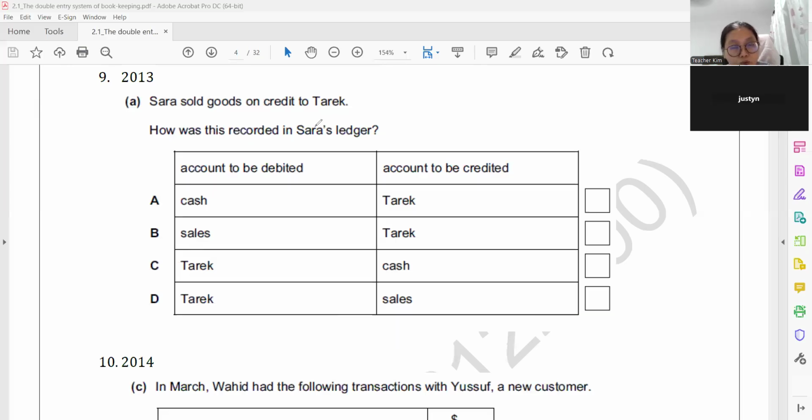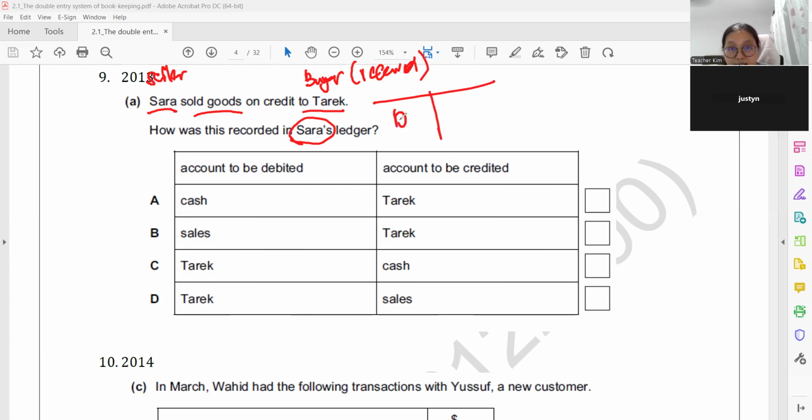Who is the one doing the recording? Sarah. Sarah is a seller because she sold goods. This one is a buyer. So the buyer will receive the goods. So automatically, when they receive, it is on the debit side.